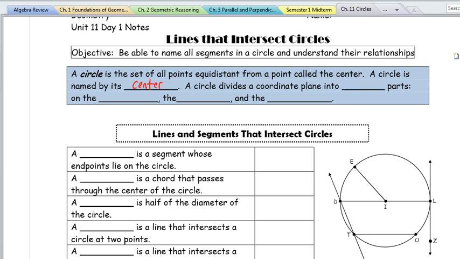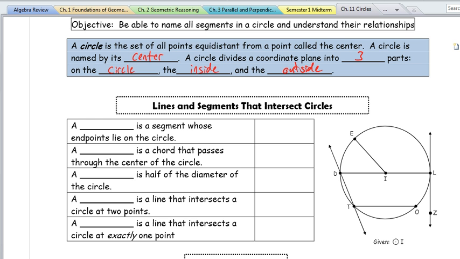A circle divides a coordinate plane into three parts. You could be on the circle, the inside, or the outside. Can't write today. Okay, so those are the three parts of the circle. On it, in it, outside of it. And we'll get into that as we go.